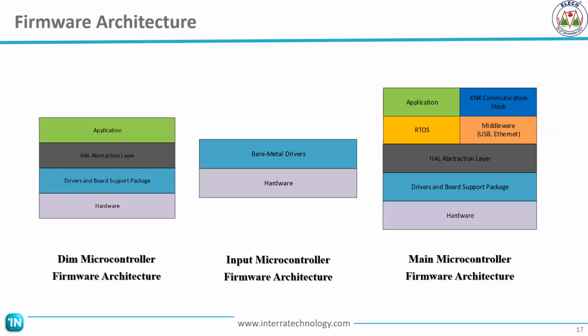And our firmware architecture. Firmware studies were carried out on the dimming microcontroller, the input module microcontroller and the main microcontroller. Our firmware architectures vary according to needs and workload. Since the main microcontroller performs a lot of tasks, the architecture here is wider, as you can see here, while the dimming microcontrollers have a simpler architecture because they work as slaves.